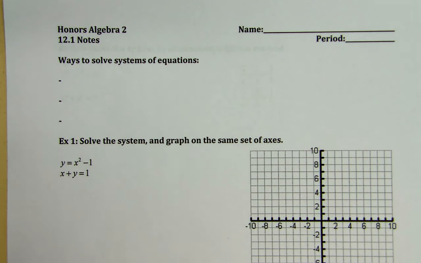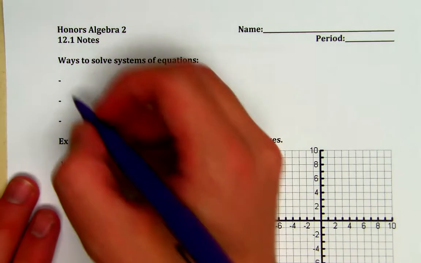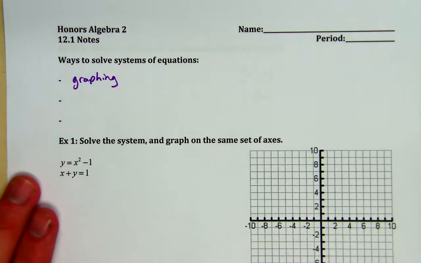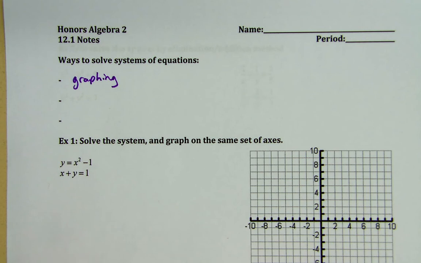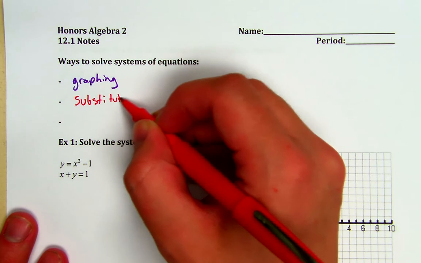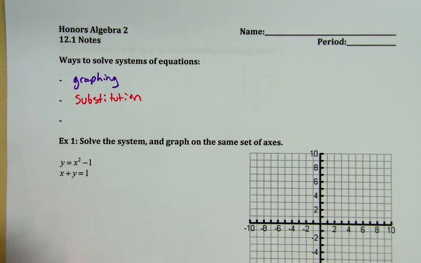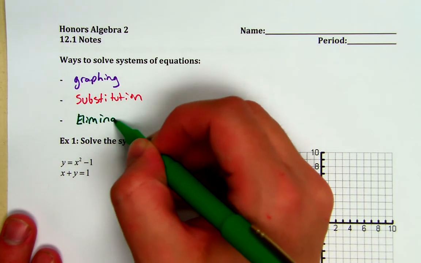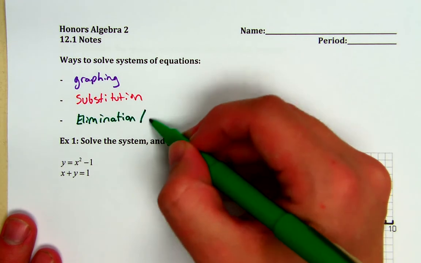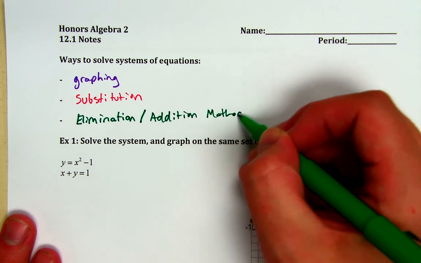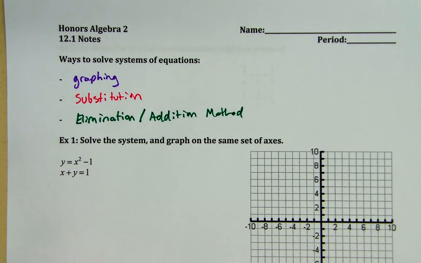There are three different ways. One, as you can guess, is by graphing. We can also solve by substitution. And finally, we can solve by something called elimination, or sometimes we refer to that as the addition method. So you may have heard of it as one or the other, or interchangeably as both. You should think of it as both of those.